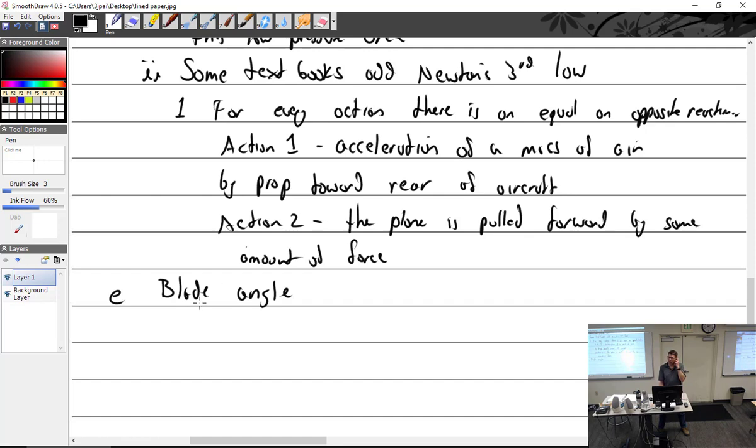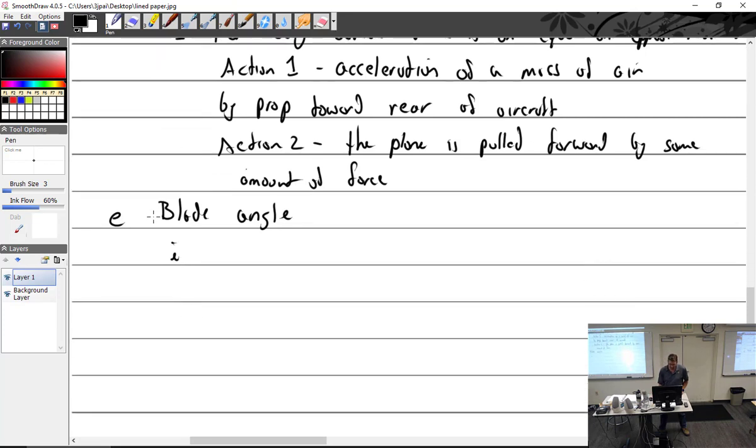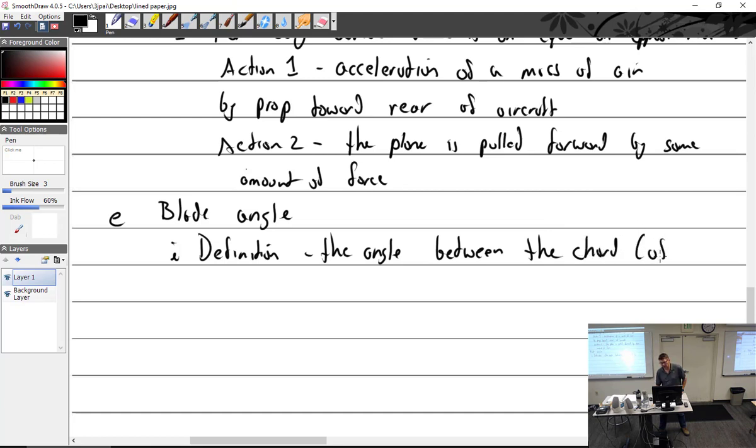Blade angle. This is one of those words where we use it incorrectly sometimes. Definition: the angle between the chord, often the face, but not always.